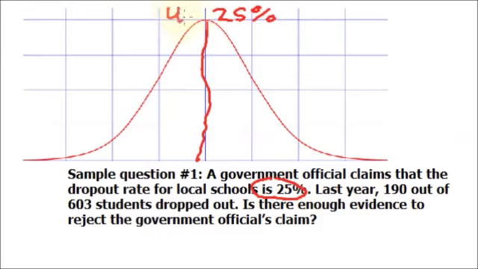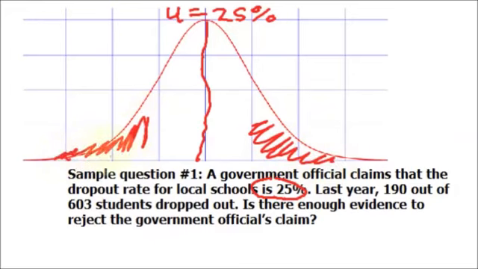That's our mean mu. If we're going to reject the government official's claim, all we have to do is prove that the mean is greater than 25%, somewhere over here, or if it's less than 25%, that would also mean we can reject his claim. And as you can see, I've shaded in two tails. This would be a two-tailed test. What you're looking for is any word that says is, or is equal to, or is the same as. If you see any wording like that, it's going to be a two-tailed test.